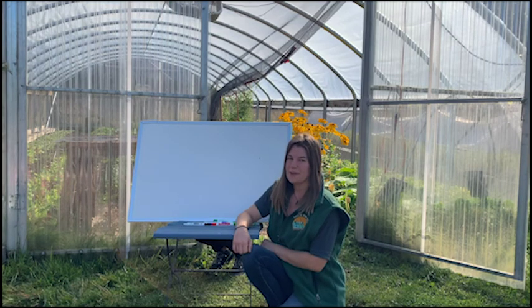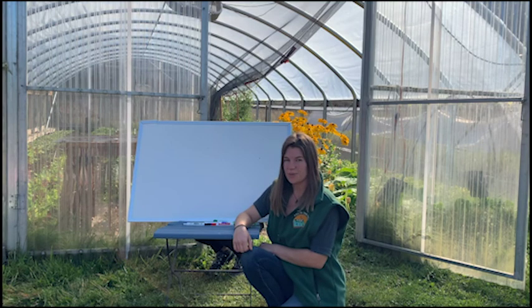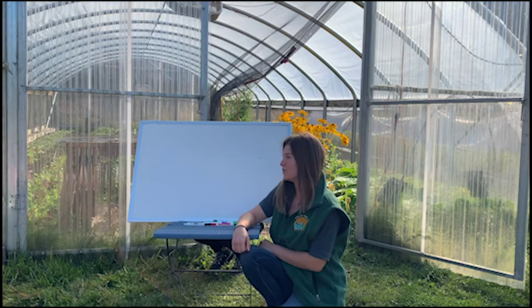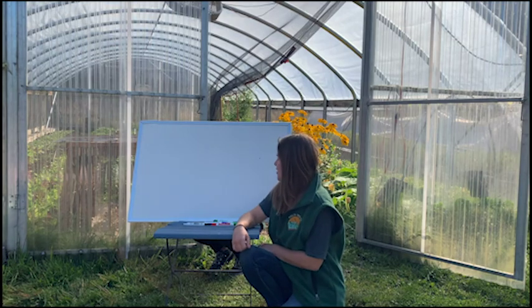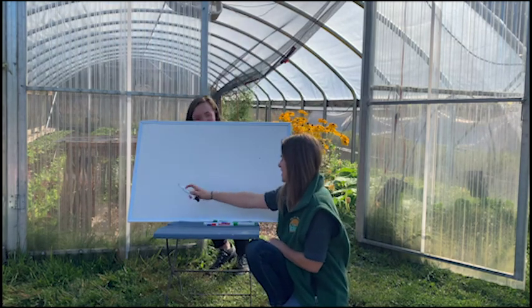Today in this lesson we will be exploring how energy moves throughout the farm. But first we're going to look closely at how energy moves through a plant and the plant's life cycle. So I'm going to draw the life cycle of a plant on this whiteboard. What plant should I draw? Let's draw a squash. Perfect.